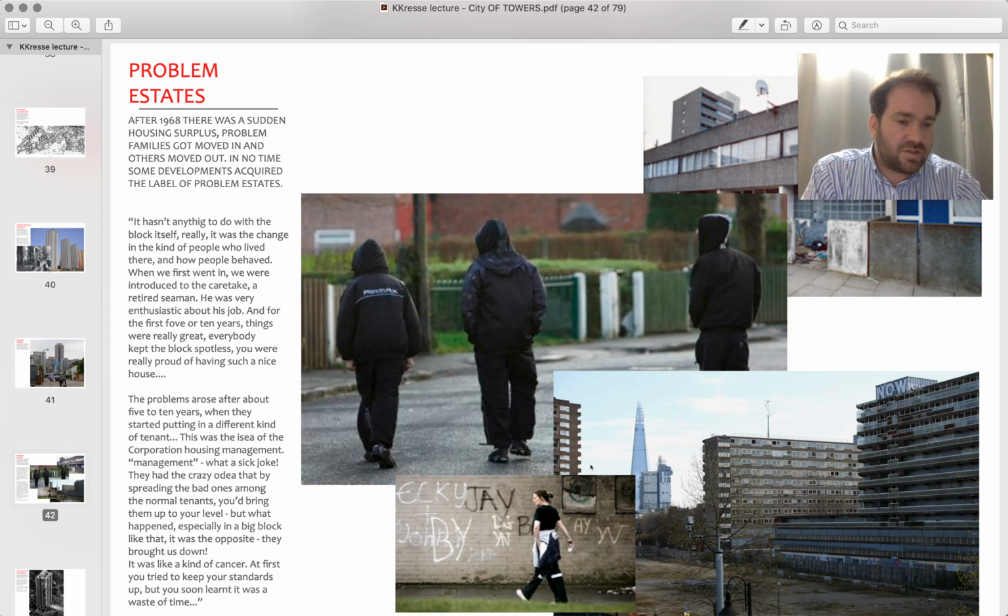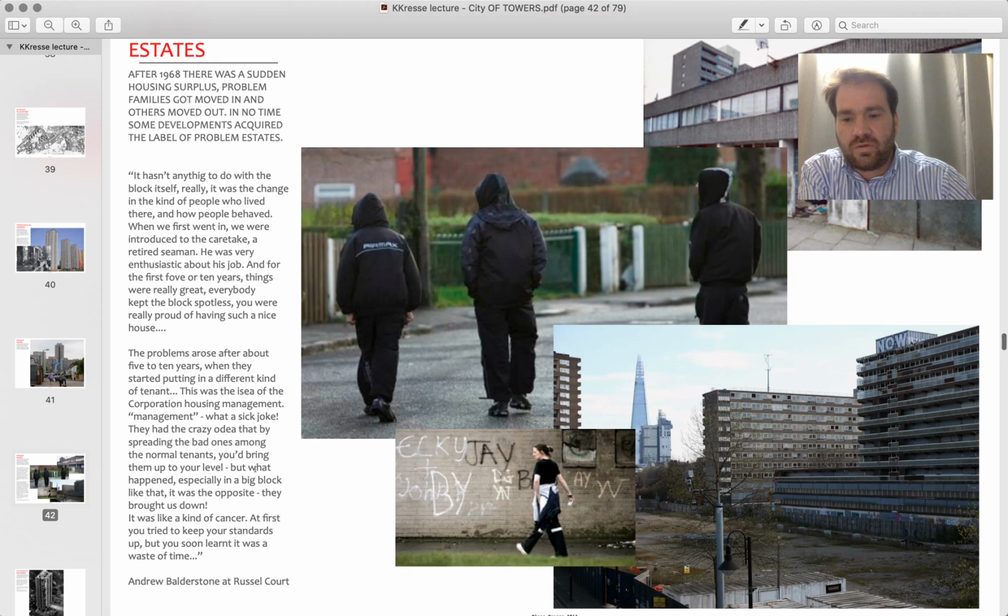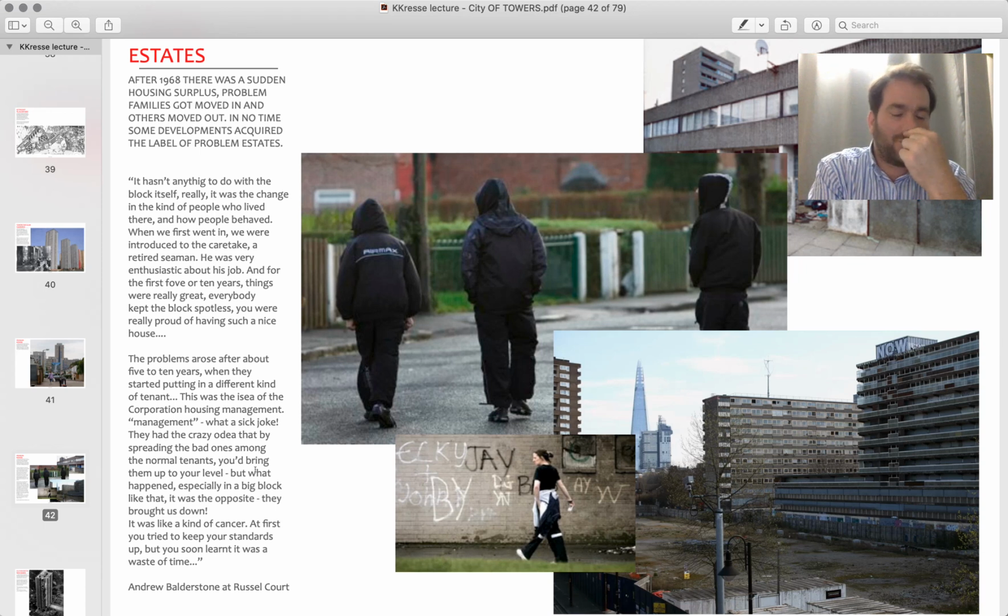Here are some images of the decay of those high-rise estates. So it's not only the houses, also public spaces are neglected, dirty, full of trash, things are destroyed, and so on. And I copied in a quote from one of the users of those estates, which I think illustrates quite well the initial success and the following decay of those high rises.